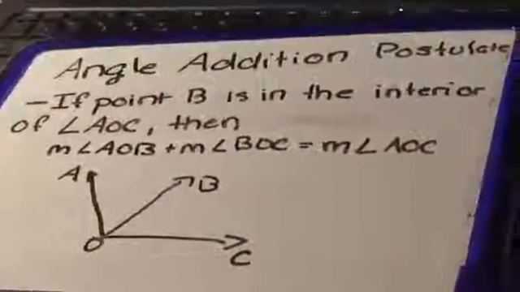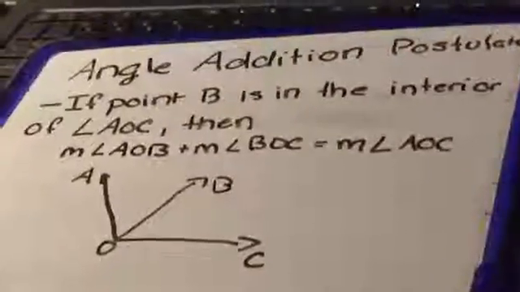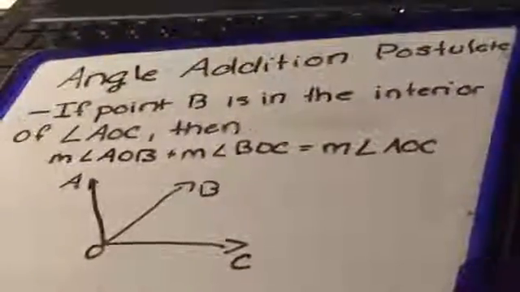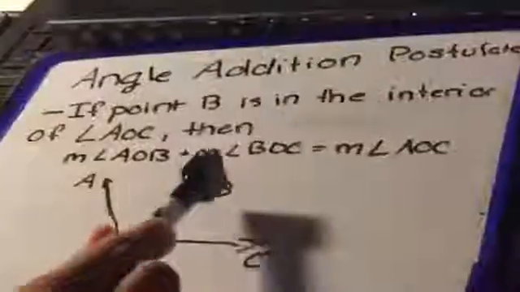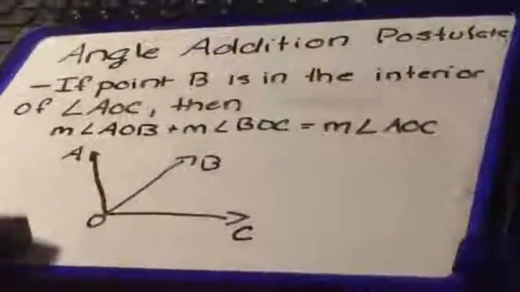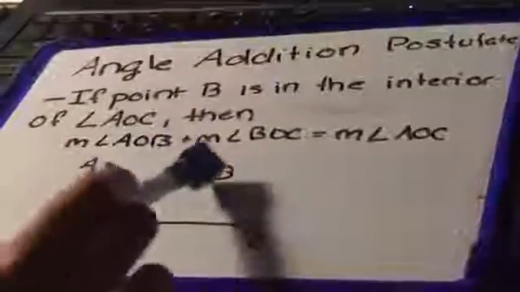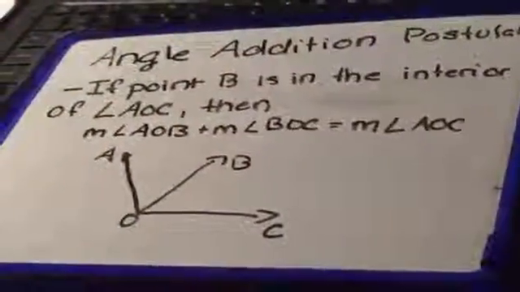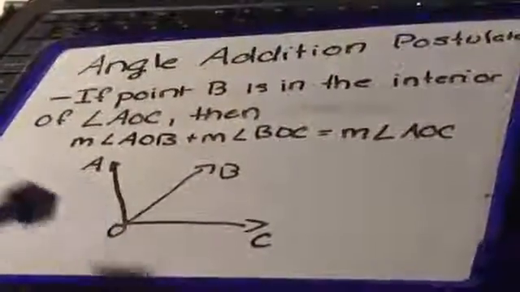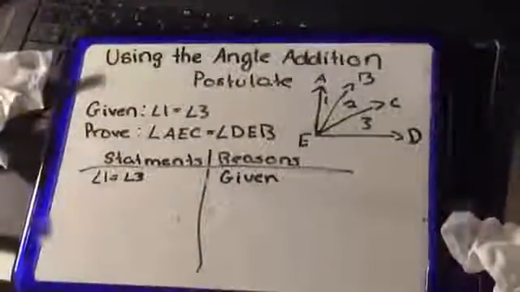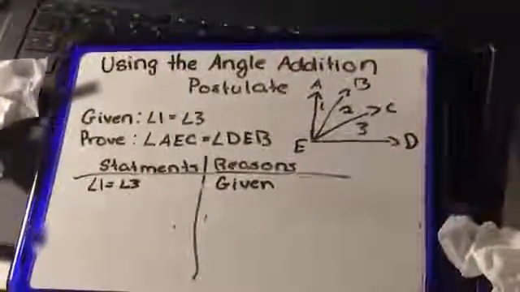Now we are going to go over the angle addition postulate. An example of the angle addition postulate is if point B is in the interior of angle AOC, then the measure of angle AOB plus the measure of angle BOC is equal to the measure of angle AOC. Now we are going to use the angle addition postulate in a proof.